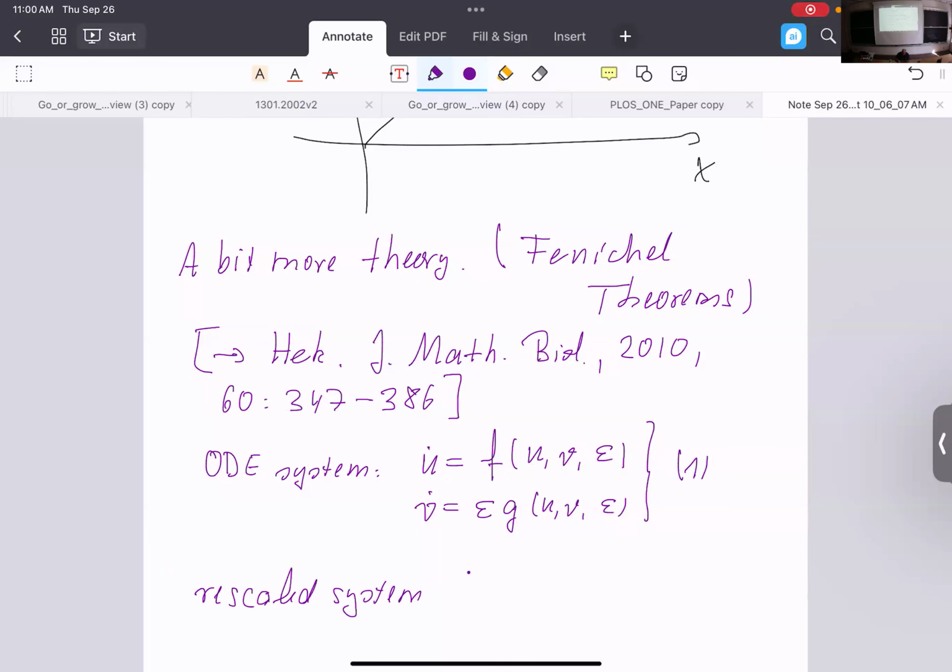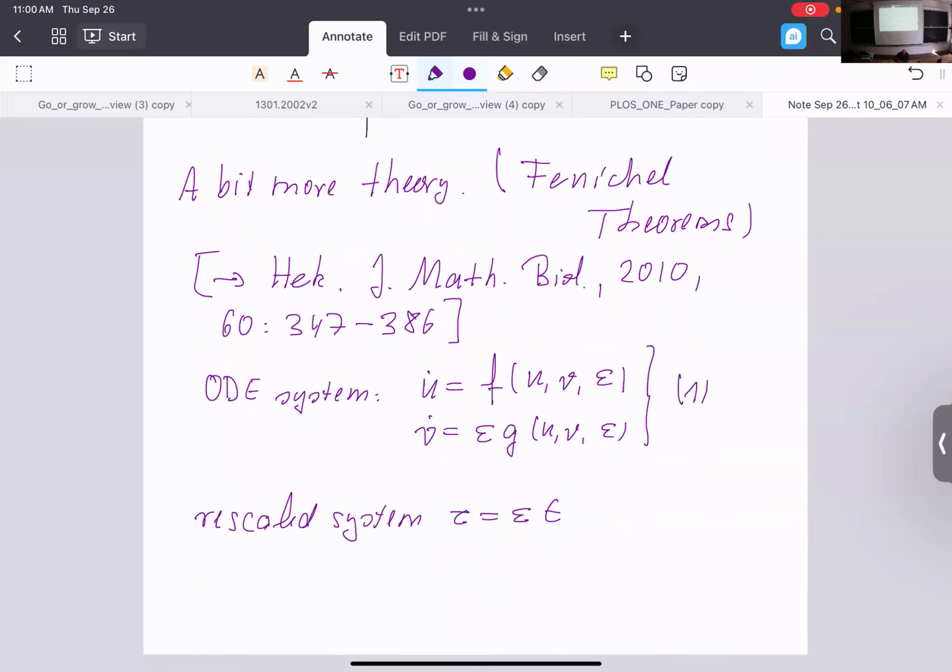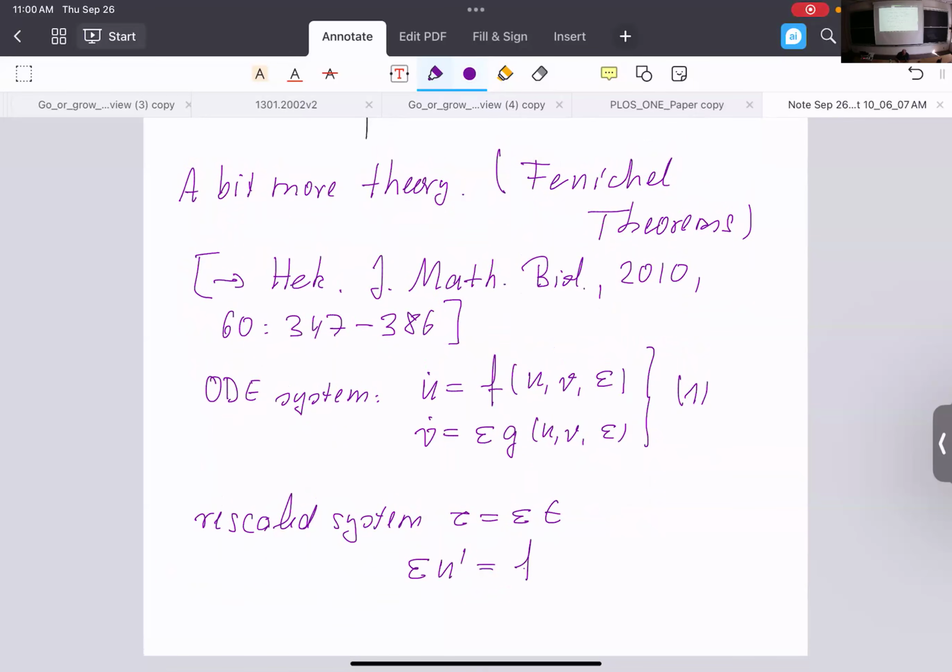Rescale system where we scale time again. Now I use tau to be epsilon T. Earlier I worked with theta and tau. Now I work with tau and T. So anyway, we get an epsilon here. U prime is F of U, V, epsilon, and V prime is G of U, V, and epsilon. Let's call this 2.